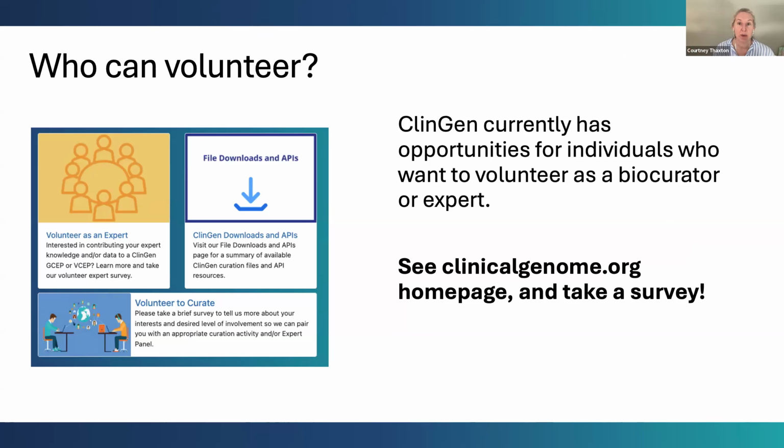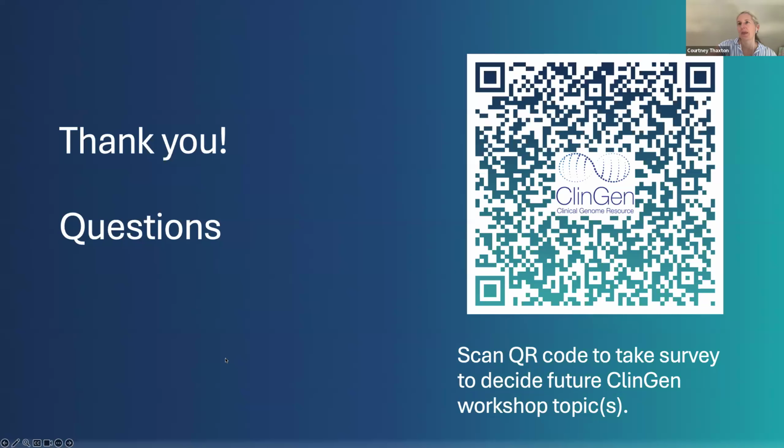And so what can you do? We certainly have 2 different activities. If you go to the clinicalgenome.org homepage, you can either volunteer as an expert and take a survey. We will ask for some information about your expertise, background, and where you would like to participate. And if you would like to volunteer to be a biocurator and collect information, you can do that as well in our volunteer to curate, which will take you to our C3 survey.